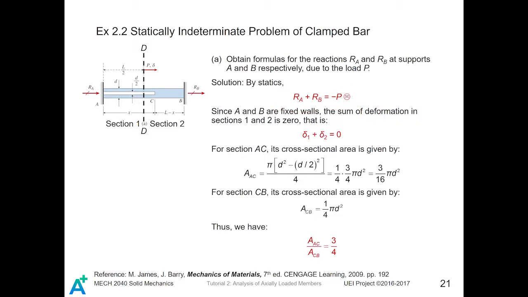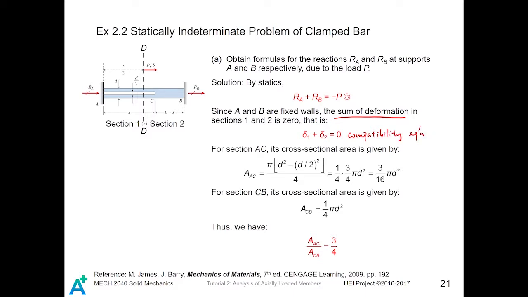reactions. Since A and B are fixed walls, the sum of deformation in sections 1 and 2 is zero. I have already divided this whole bar into two sections in the middle. The sum of deformation is 0 because for this fixed end, when you have a P acting on section AD, that means section AD must be elongated, and consequently, in order to remain compatible, section 2 must be shortened. Therefore, we can write this formula. This is the so-called compatibility equation.